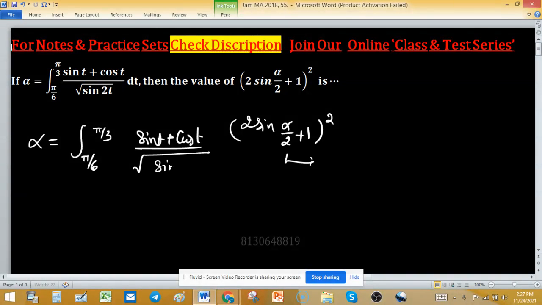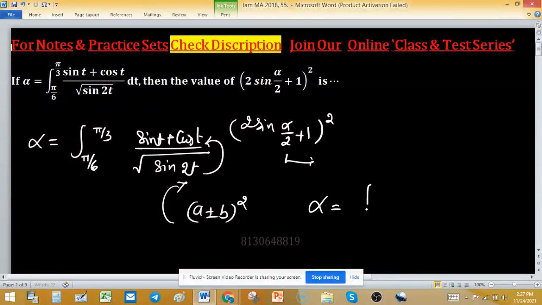sin t plus cos t in the numerator, and the denominator is the square root of sin 2t. I want to make this numerator a derivative, so we need to make the denominator of the form a plus or minus b raised to the power 2. To make this a whole square, I want to add and subtract 1 in the denominator.